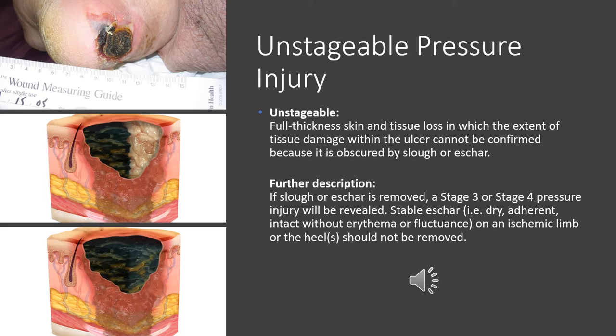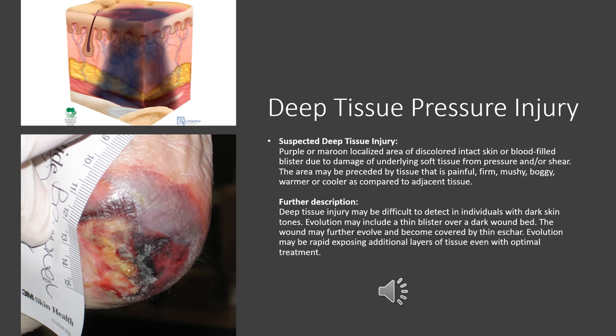So if the slough or eschar is then removed, you can then reveal the base of the wound and stage it at that time. So stable eschar, where it's dry, it's adherent, it remains intact, and it doesn't have erythema or fluctuance on a heel, should not be removed. Anywhere else, we do want to remove the eschar from the wound bed to determine the base of the wound.